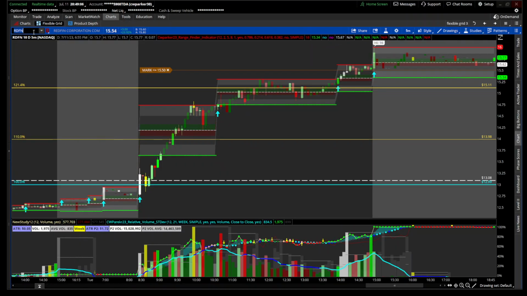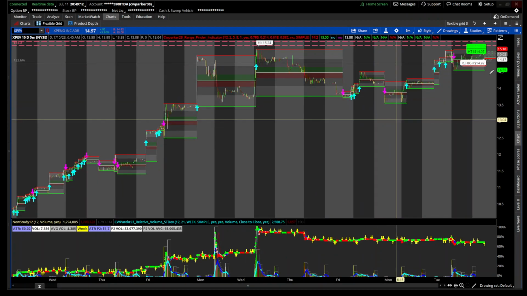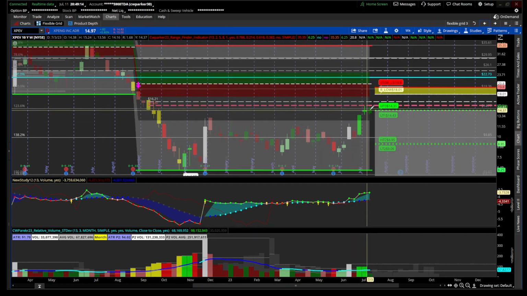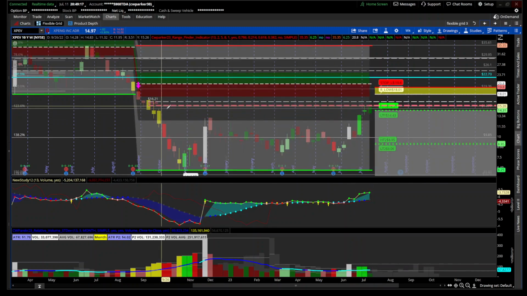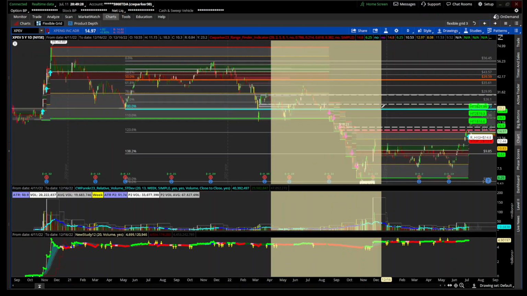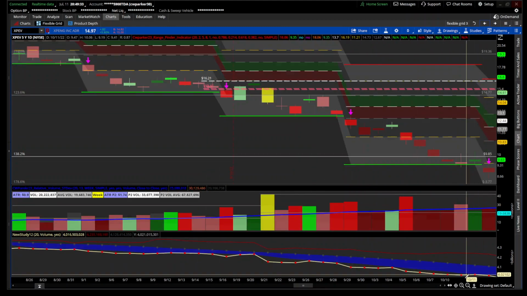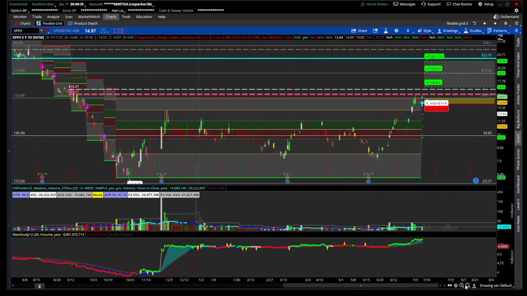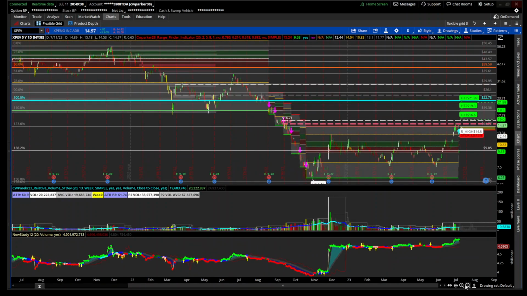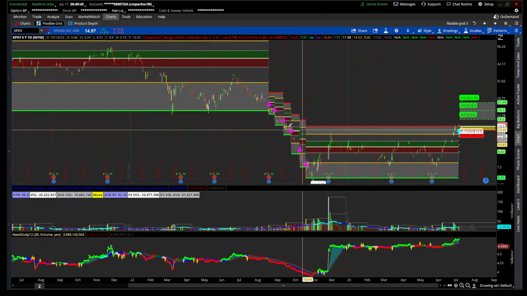XPEV is a good one as well. This is what it looks like on a weekly. It has a gap back here. That's what those pink lines register. I guess it was a small gap. They are no longer valid, so I must have looked at this a long time ago. So I can completely get rid of those right there.